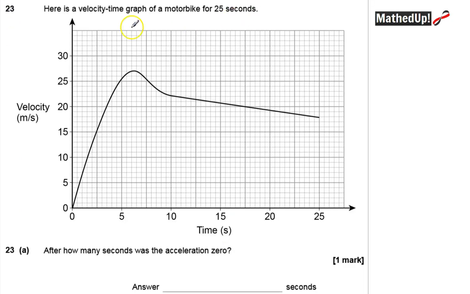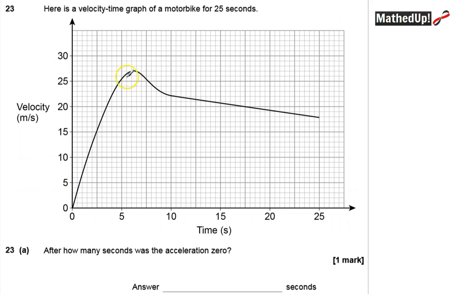Question 23. Here is a velocity time graph of a motorbike for 25 seconds. So 0 to 25 seconds is the time, and up here we've got the velocity. After how many seconds will the acceleration be 0? So remember, the acceleration is the rate of change of the velocity. So what we're saying is, when did the velocity get to a point where it was not changing?